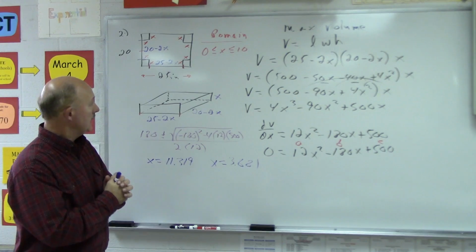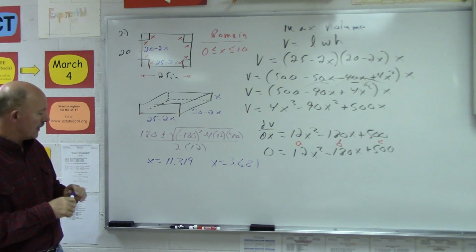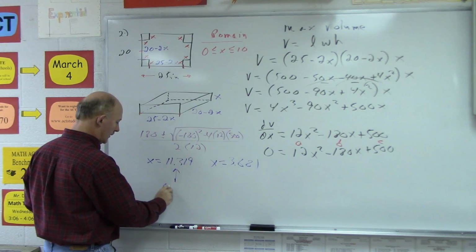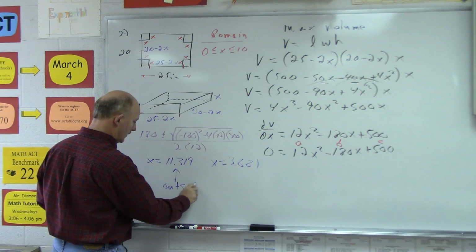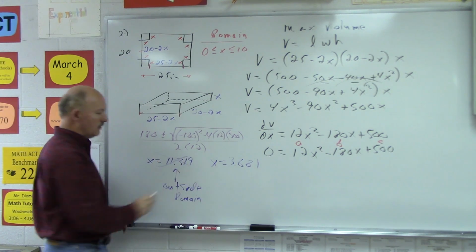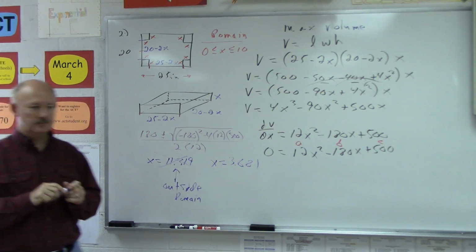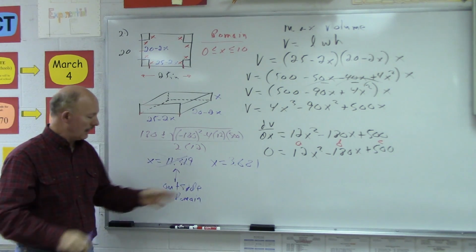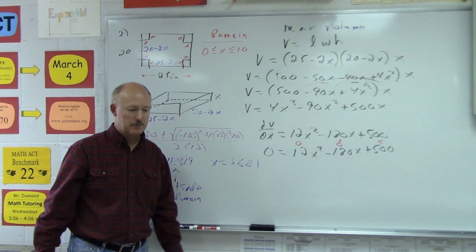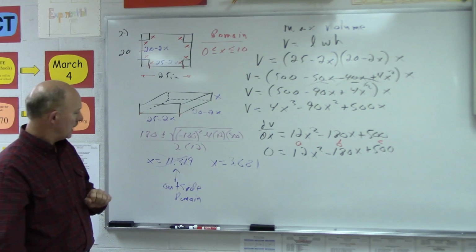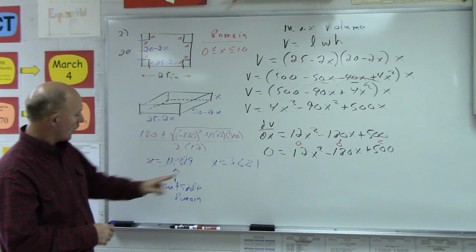Now right away you should recognize that 11.319 is outside our domain, so we're not going to use the 11. That's too big, so the square cannot be 11.319. Now 3.681, yes, it can possibly be 3.681. So now we have our one critical number.